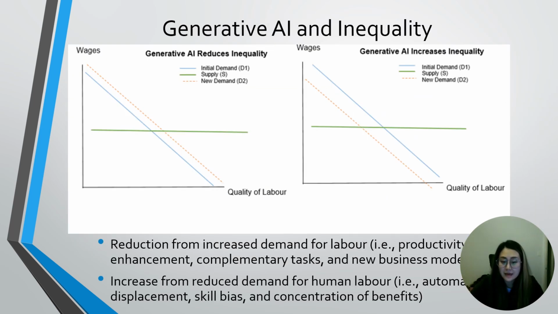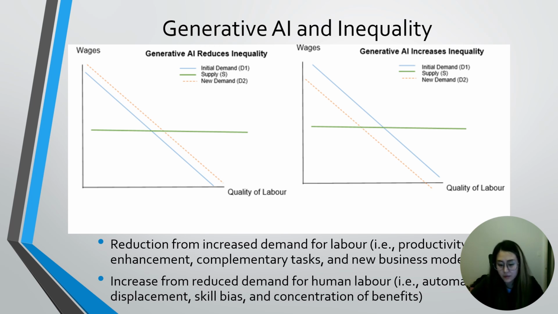Then let's look at the next diagram. In scenario 1, generative AI decreases inequity. This diagram on the left shows a scenario where adoption of generative AI technologies increases the demand for labor, potentially reducing the inequity in the labor market. The increased demand for labor, represented by an outward shift in the labor demand curve, could arise from several mechanisms.